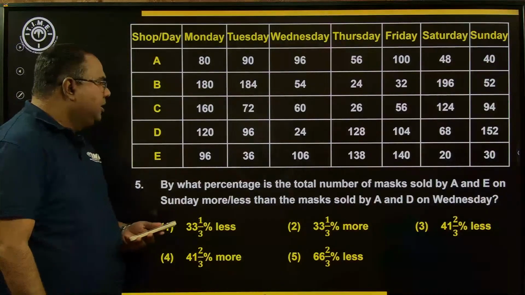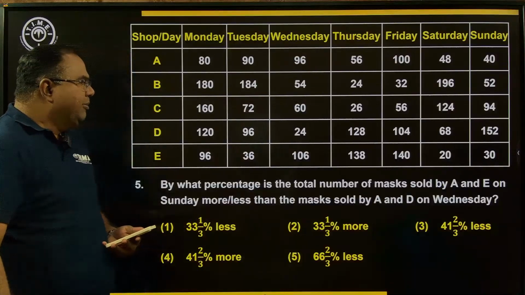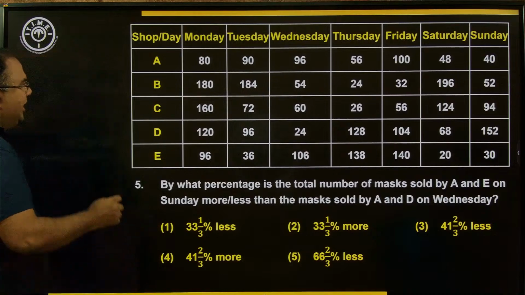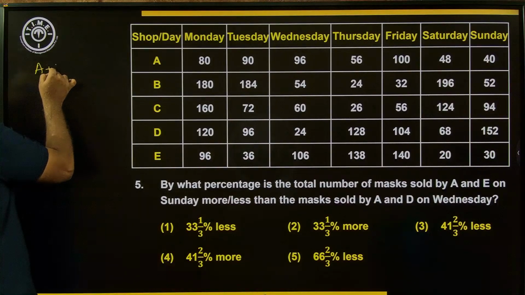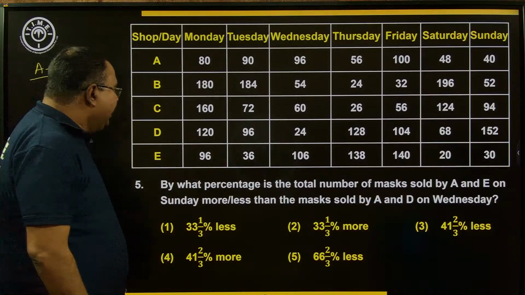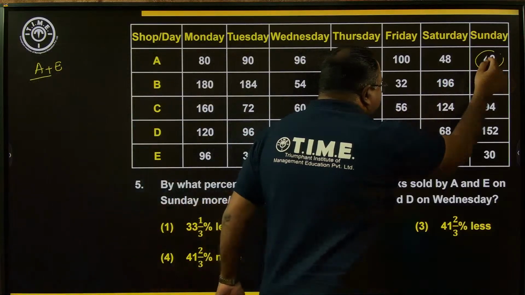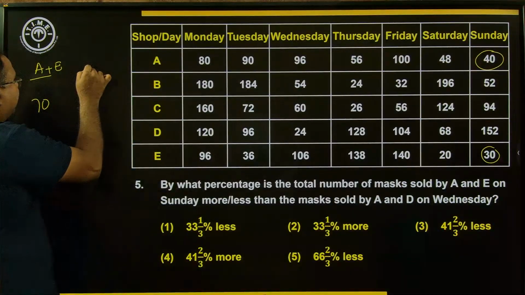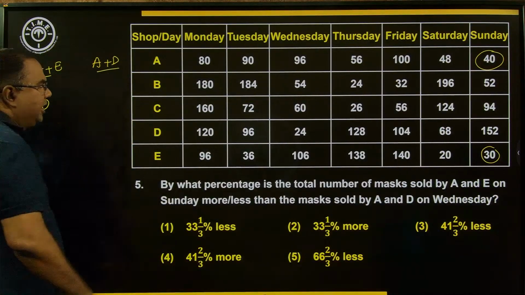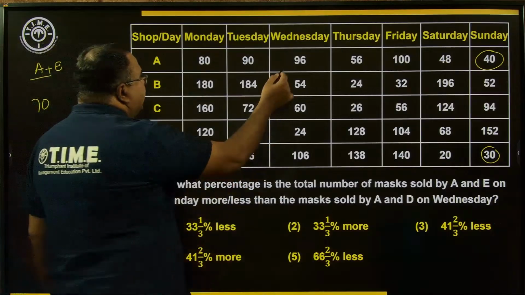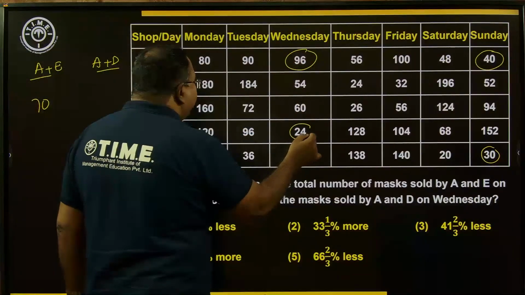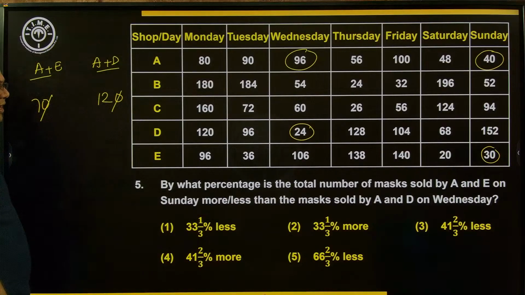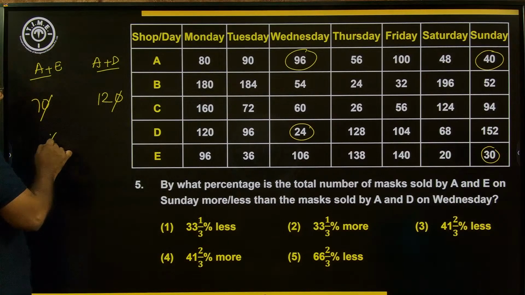Question number 5. By what percentage is the total number of masks sold by A and E on Sunday more or less than A and D on Wednesday? A plus E on Sunday: A is 40, E is 30, so 70. This is what percentage more or less than masks sold by A and D on Wednesday. A and D on Wednesday: 96 and D is 24, so it has to be 120. I remove the common factor 0 here, nullify 10. Clearly 7 is less than 12.